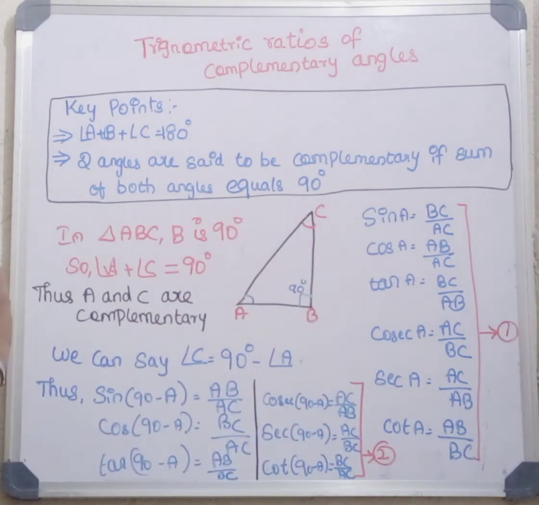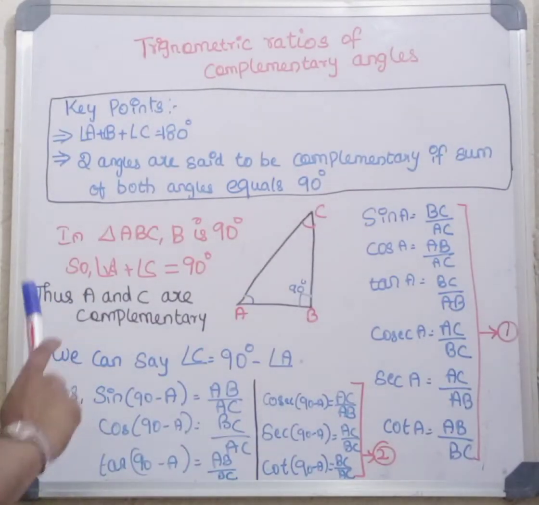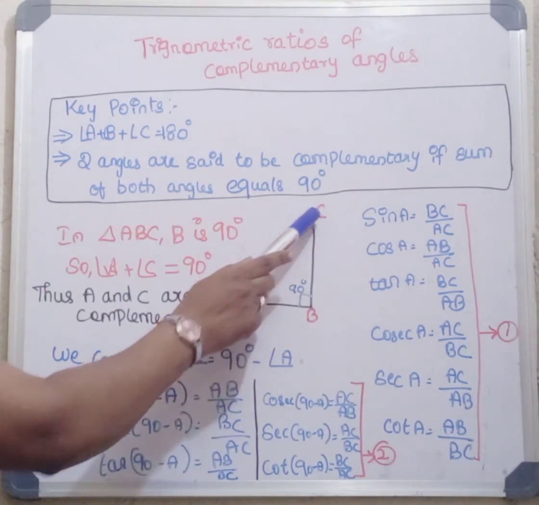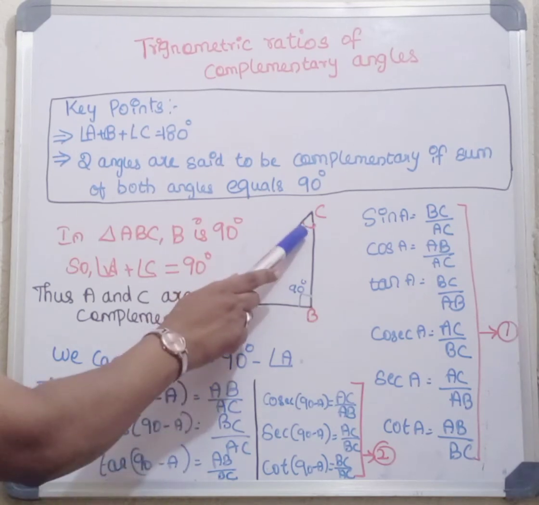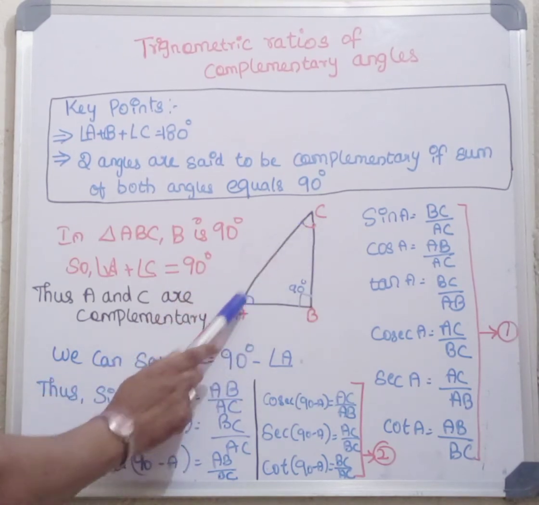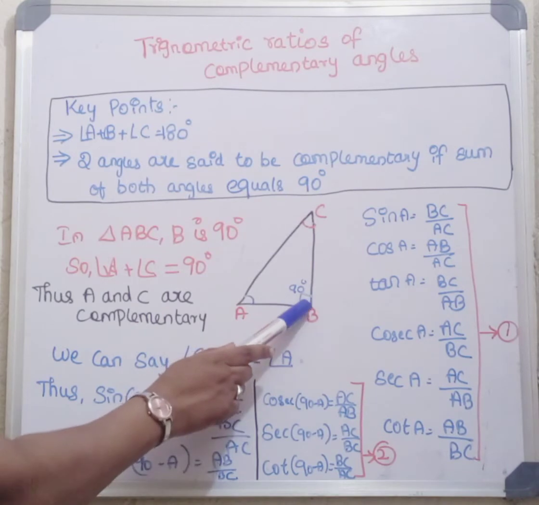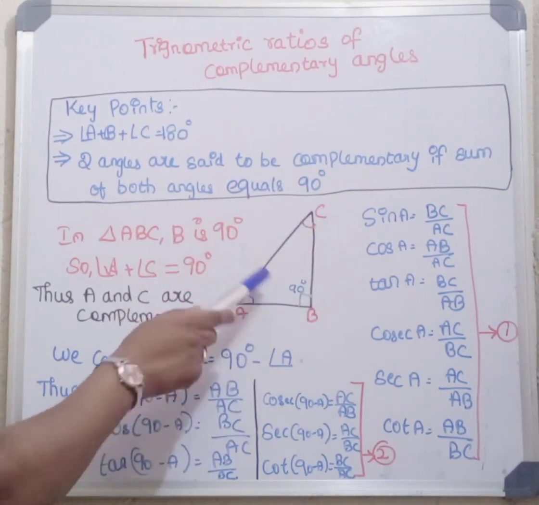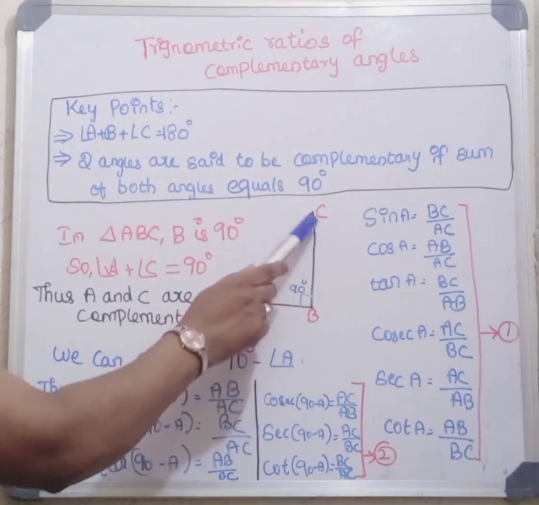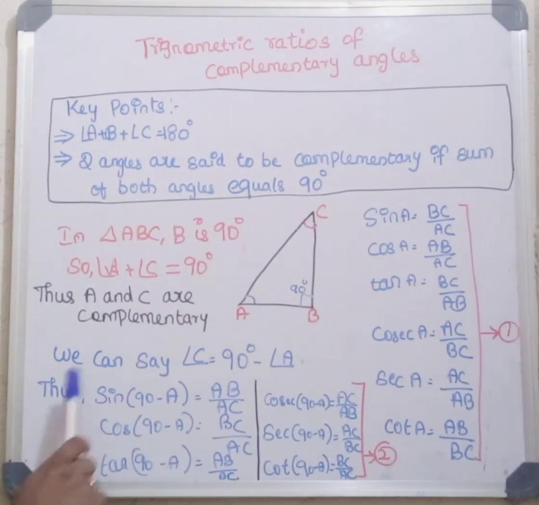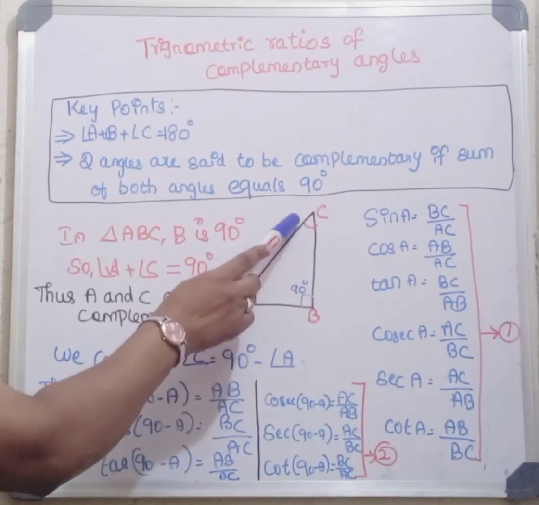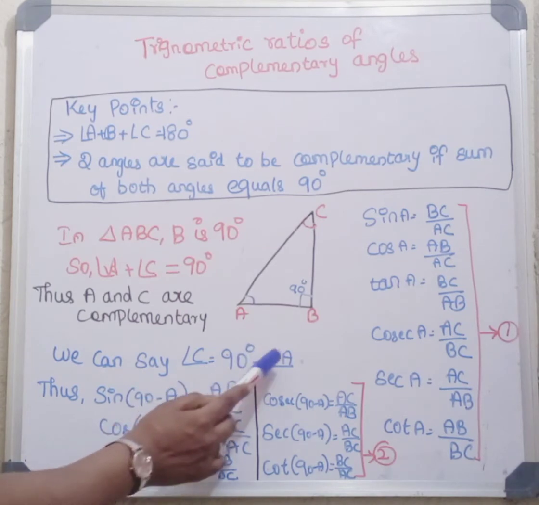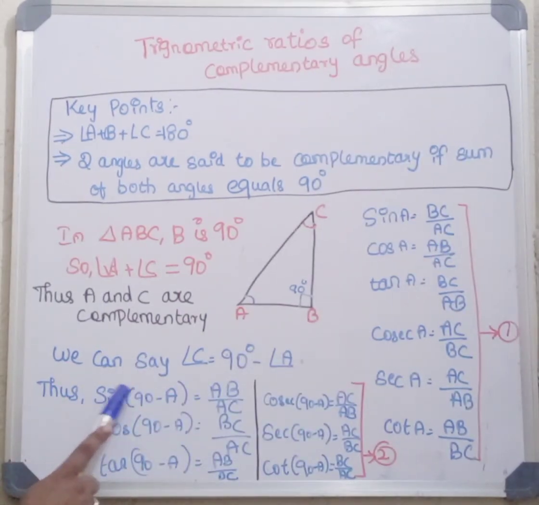Next, we can say angle C is equal to 90 degrees minus A, right? Because these two are complementary, C should be 90 degrees minus A, or we can say A is equal to 90 minus C. Thus, instead of sin C, we can write sin of 90 minus A, because C we can write as 90 degrees minus A.